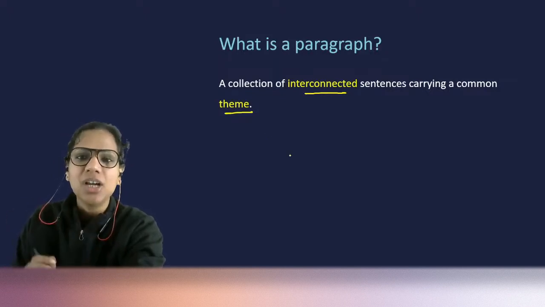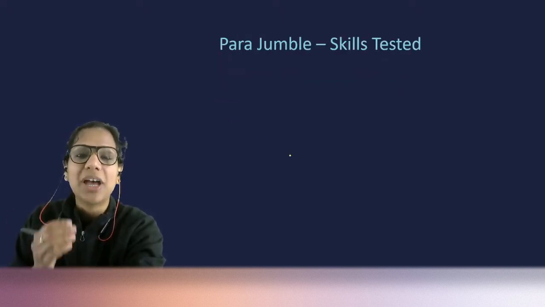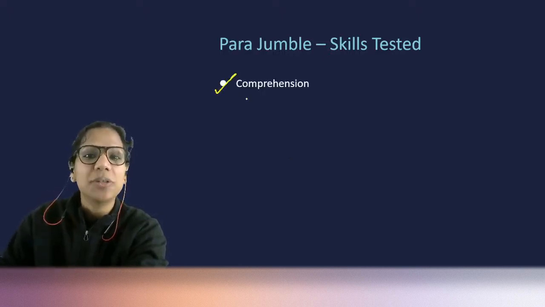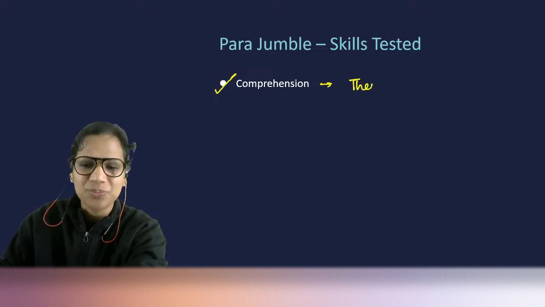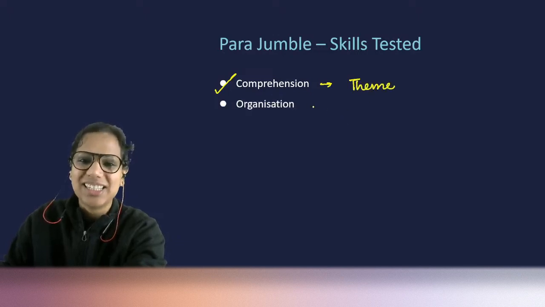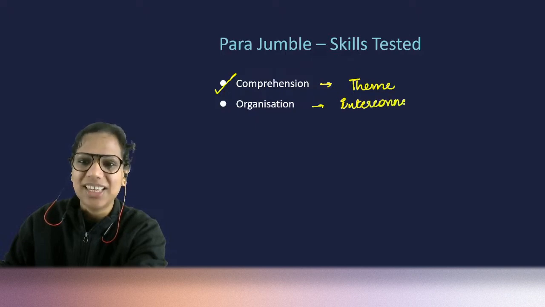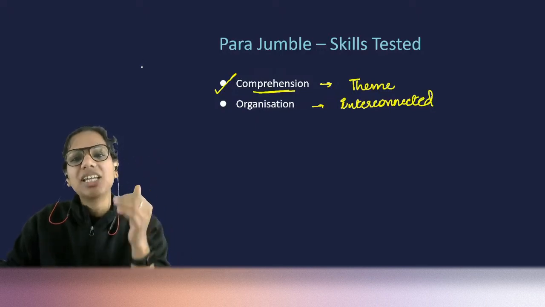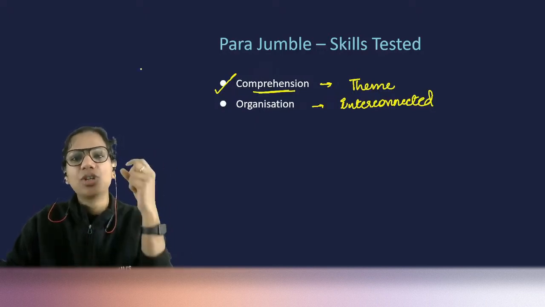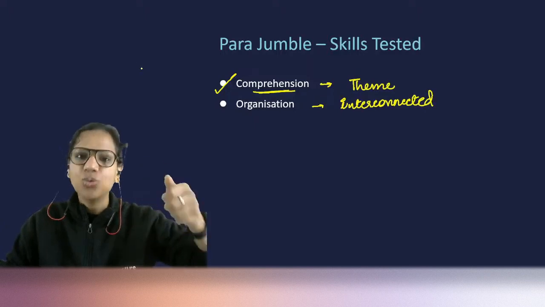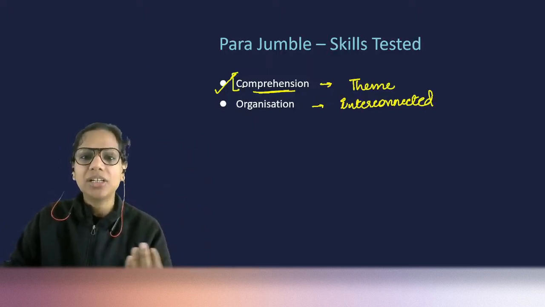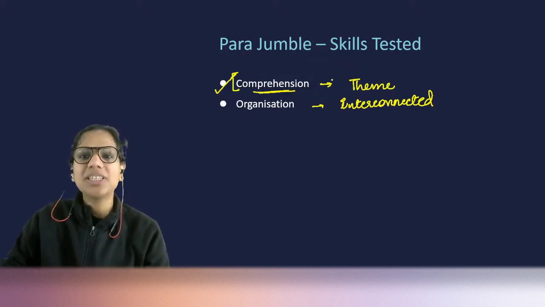Because ultimately, what skills are para jumble questions testing? See, comprehension, which is about the theme, and organization, which is about this interconnectedness that we just discussed. So, basically, when you are arranging a para jumble to the original paragraph as it is meant to be, you need to understand what the paragraph is about. Otherwise, how will you do it?